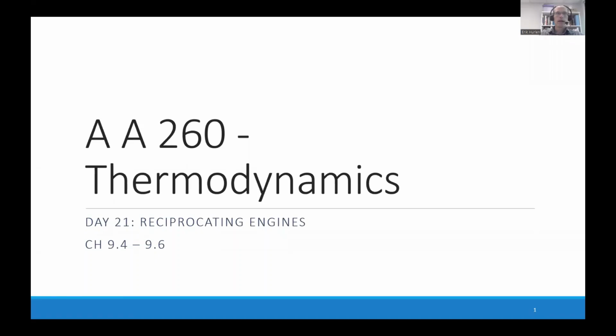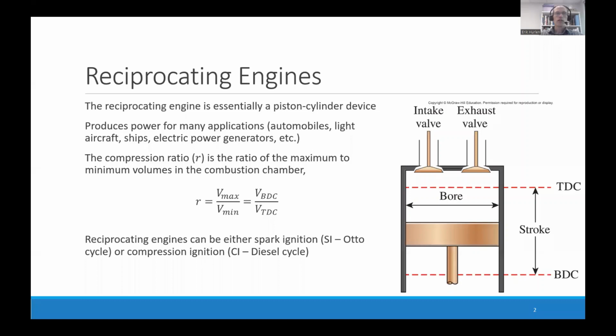In the last video, power cycles were introduced. Today we will look at reciprocating engines, like the ones in your car, assuming it's not electric. These can be approximated by two specific gas power cycles using the standard air assumptions. A reciprocating engine is just a piston cylinder device, just like any gas or diesel powered engine.